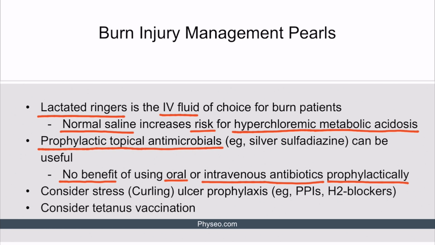Third, clinicians should consider stress or curling ulcer prophylaxis in all patients with extensive burn injuries, particularly those that end up being transferred to an ICU. This is because burn patients often experience a state of hypovolemia, which can lead to hypoperfusion of the gastric mucosa and hence put patients at a risk of ulcer formation. This can be prevented with medications like the PPIs or H2 receptor blockers.